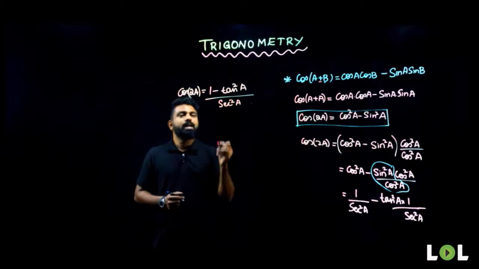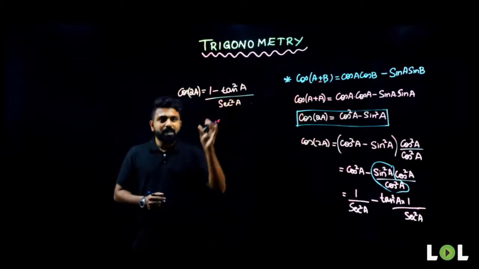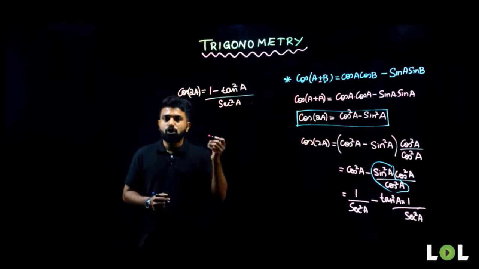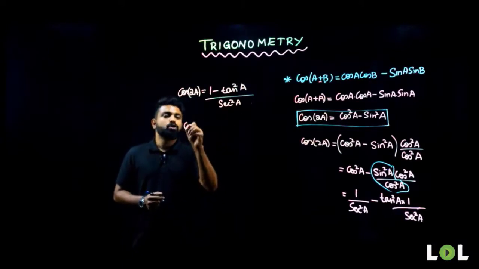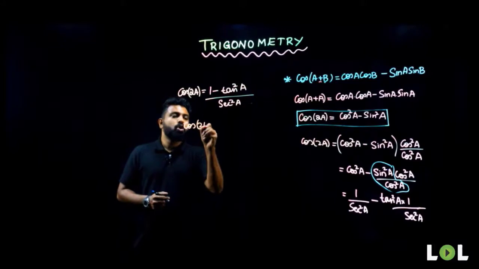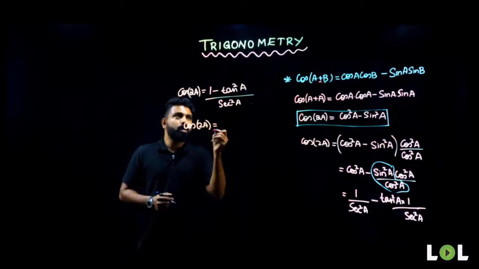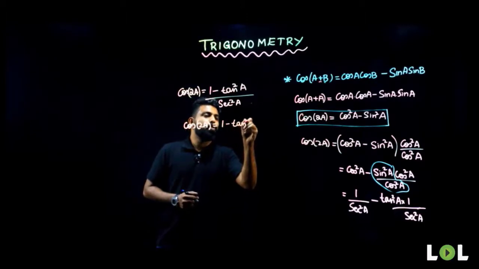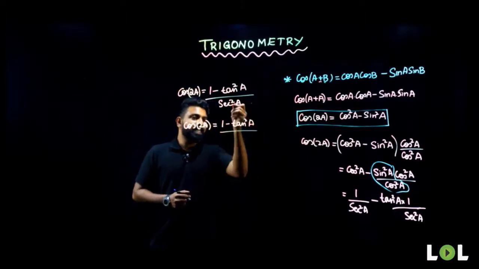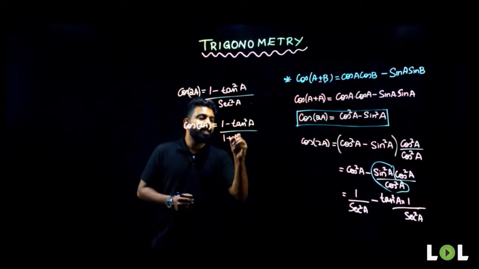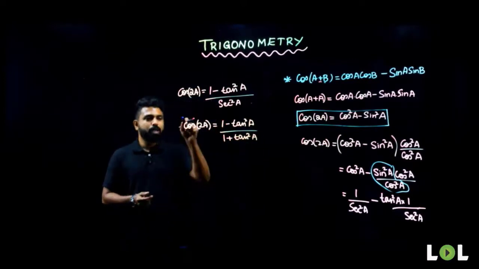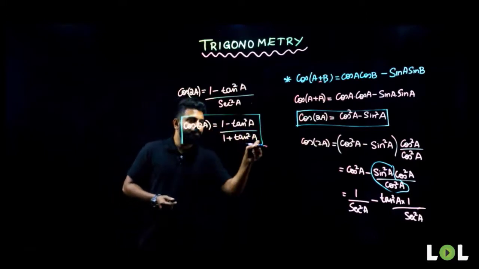Taking the LCM and just subtracting it. So what can I write my secant square a as? In our previous condition, we saw that secant square a is also 1 plus tan square a. So what will be the value of cos 2a? Cos 2a will be equal to 1 minus tan square a divided by secant square a, which is nothing but 1 plus tan square a. And this will also be an important formula.